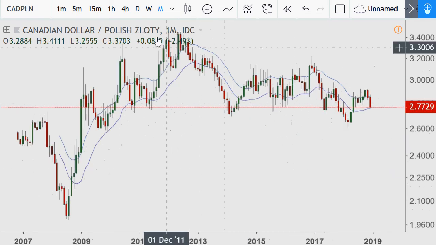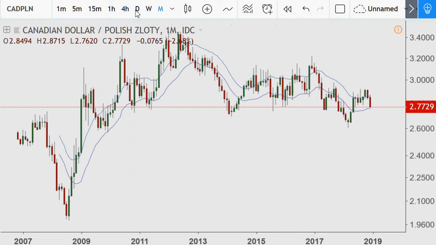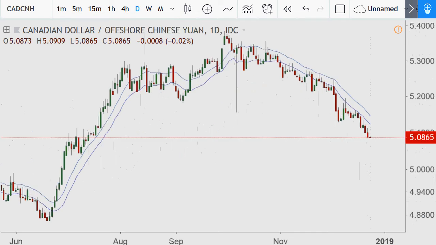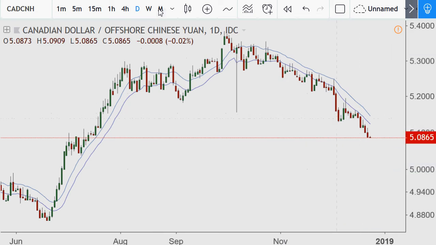Next up, the Polish zloty, or I don't even know how this is pronounced. Maybe it's a zloty, or I don't know. But it's falling and breaking down. Canadian dollar is so trashy. And apparently there's an offshore Chinese yuan. I don't know what it is, but it's better than the Canadian dollar, at least as of right now.